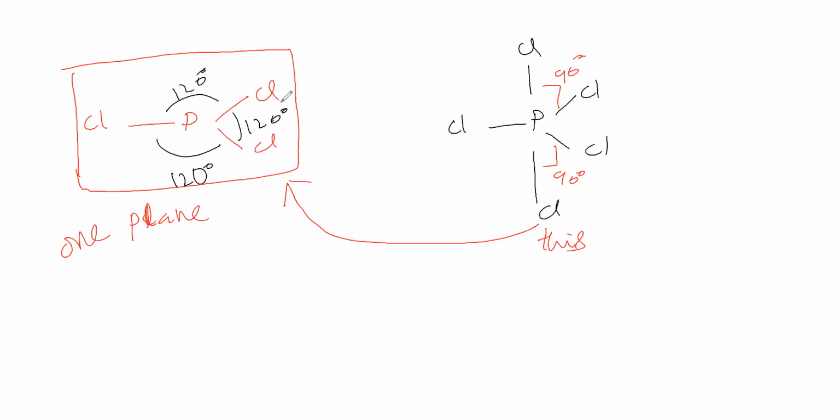The chlorine atoms present in the triangular plane, that position is called equatorial position. The chlorine atoms present perpendicular to the triangular plane are called axial chlorine atoms. So in PCl5, how many equatorial chlorine atoms are there? 3. How many axial chlorine atoms are there? 2.